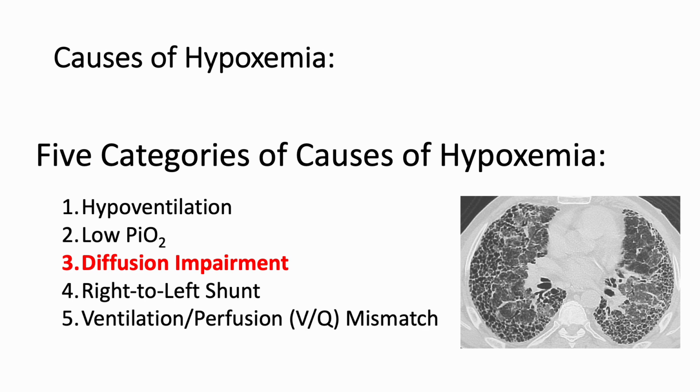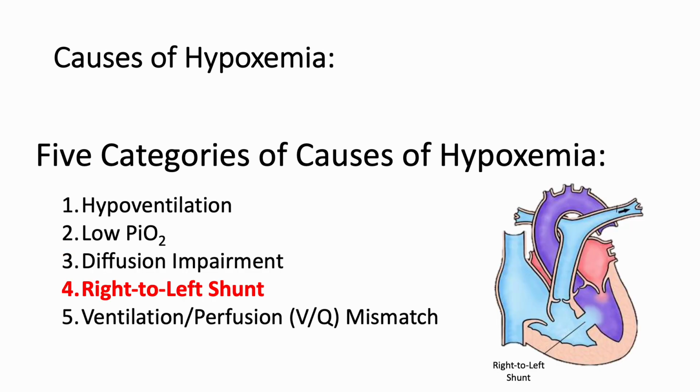The third cause of hypoxemia on this list is diffusion impairment, which results in hypoxemia due to pathologic changes at the alveolar capillary membrane, impeding oxygen diffusion into the blood. An example of this would be interstitial lung disease or pulmonary fibrosis.